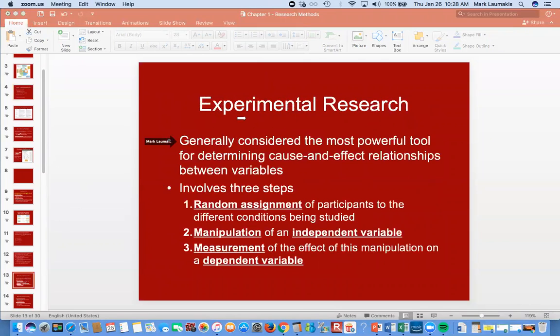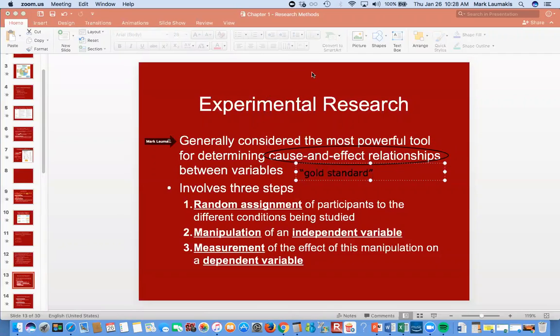It's generally considered the most powerful tool for determining cause and effect relationships. Again, we're worried about cause and effect relationships because we want to test out theories. And theories are statements about causal relationships between variables. This is why we refer to experiments as the gold standard, right, of the research designs. They let us get at those cause and effect relationships.